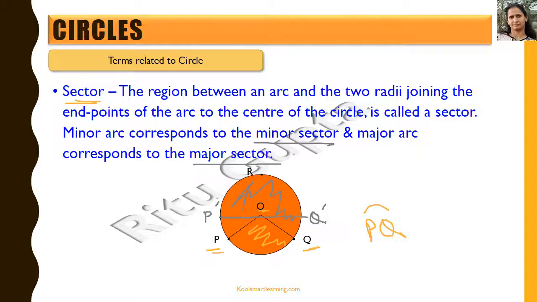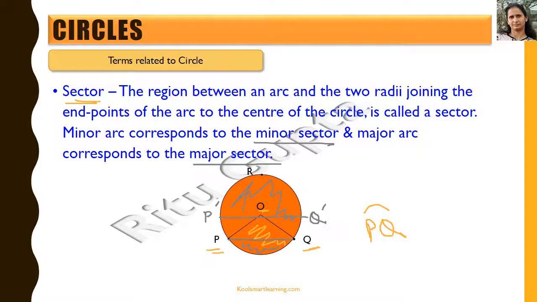So by definition, we originally had that if we have OPQ and we have PQ arc, then we draw the chord PQ and the area bounded by the chord and the arc is the segment, and the area bounded by the arc and the two radii formed by joining the endpoints of the arc, they give us a sector.